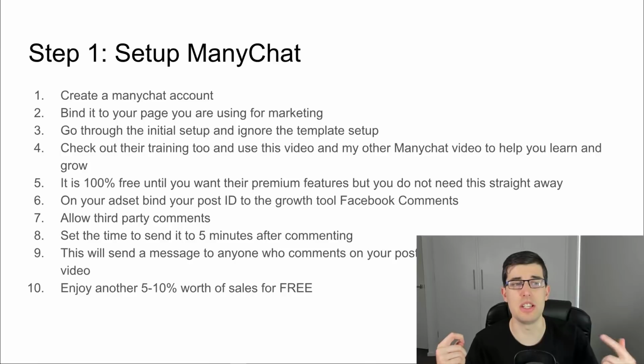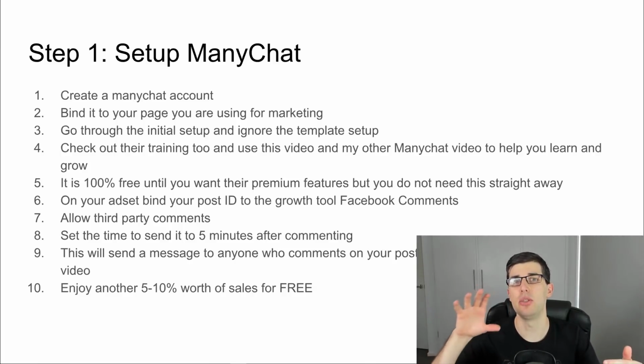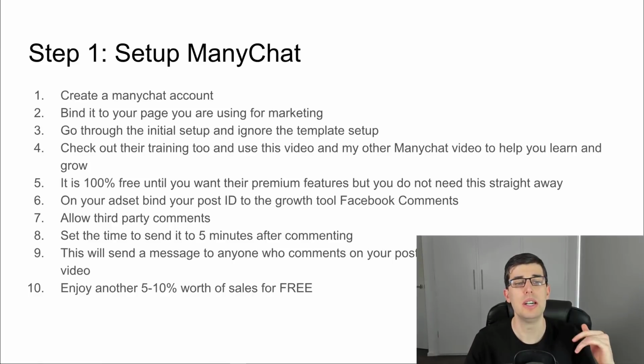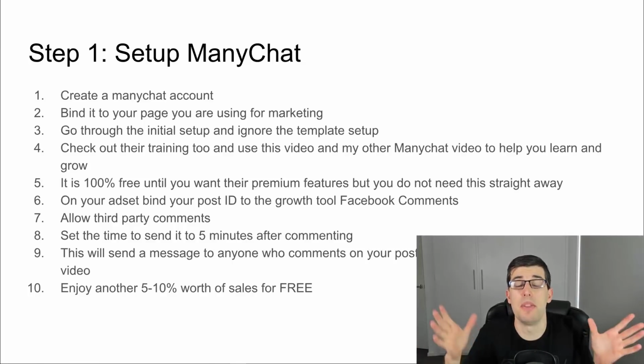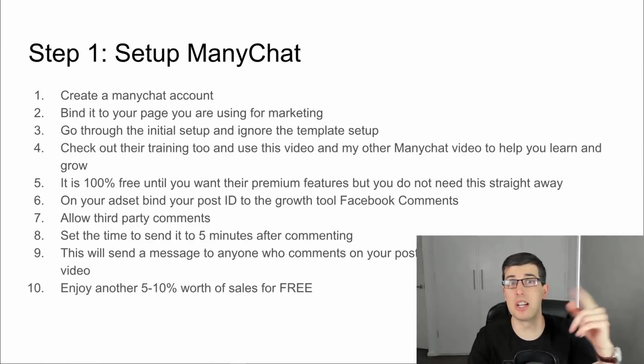So I'm going to teach you this now, but on an ad set, you bind your post ID to the ManyChat growth tool. We allow third-party comments, and we set a time for 5 minutes after someone's commented that's going to send them a message. What it's going to do is try to encourage them to actually buy our product. In theory, most of the time it can help you get another 5-10% of sales. So if you're getting 10 sales, you might get another 1-2 sales a day max. But that's 1-2 sales for something completely free. I'm going to show you how to do that.